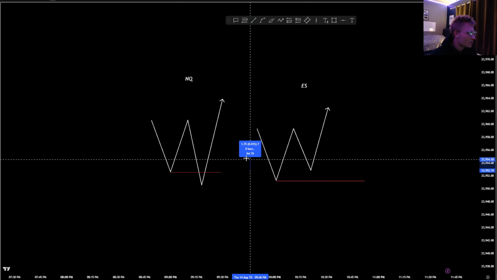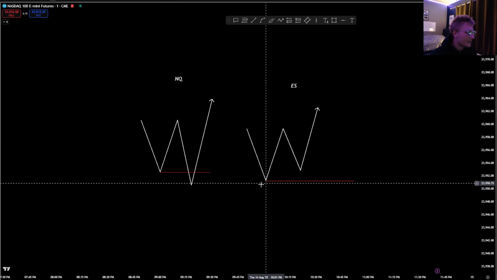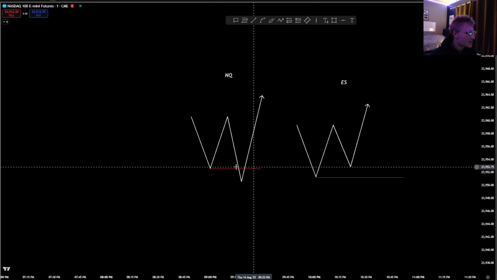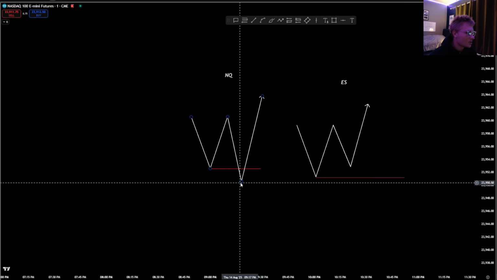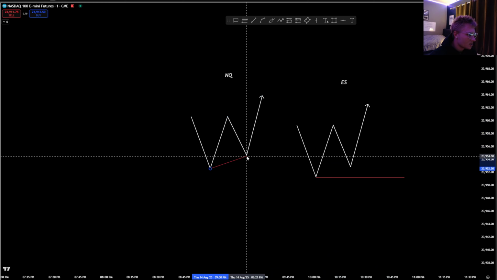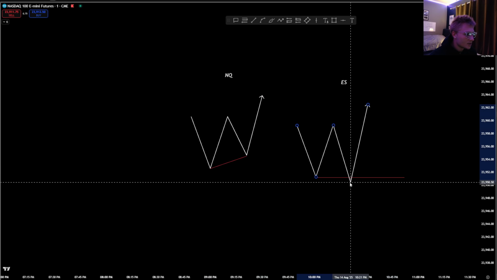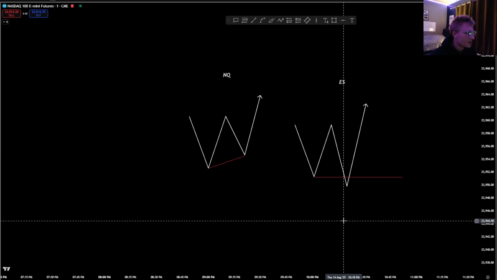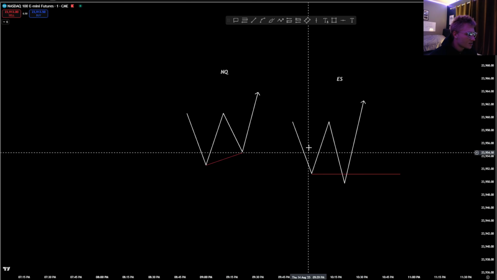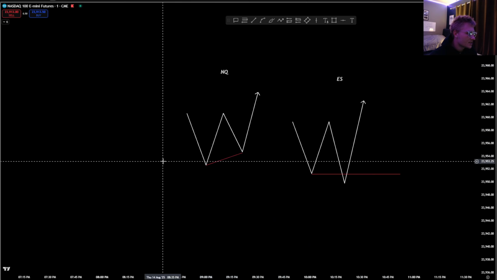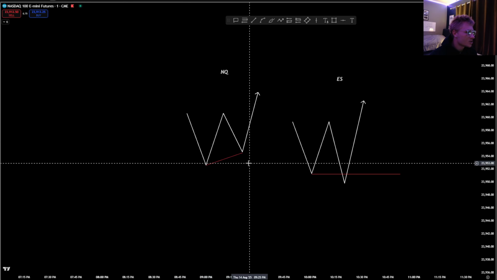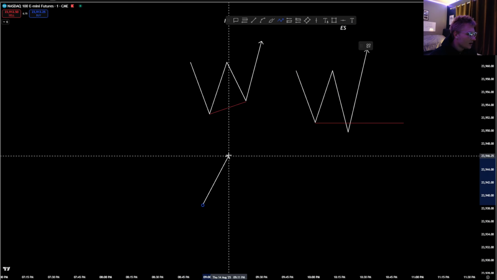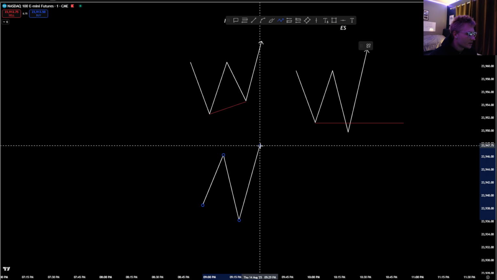So NQ swept out this low, swept out liquidity, ES did not. That's a strong indication of a reversal because one asset took it out and the other didn't, and this can be vice versa. Of course, if ES takes out liquidity just like this, then we have an SMT. Also, let's take a look at a bear scenario as well, because this is a bullish scenario. SMTs at the lows are bullish and SMTs at the highs are bearish. So let's take a look at a bearish scenario right here.